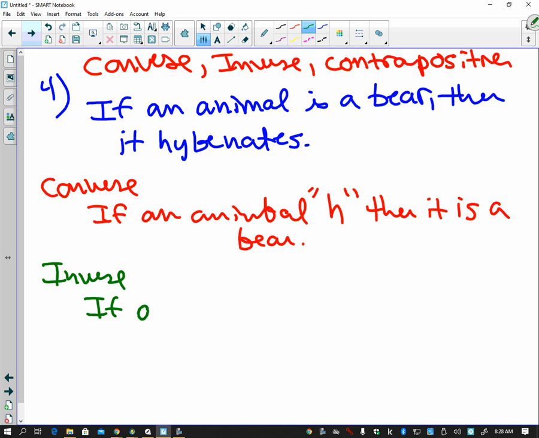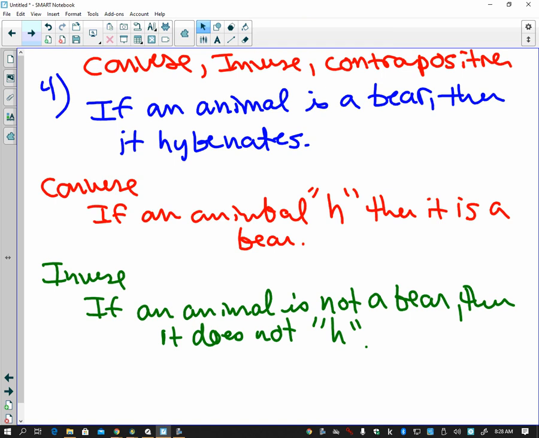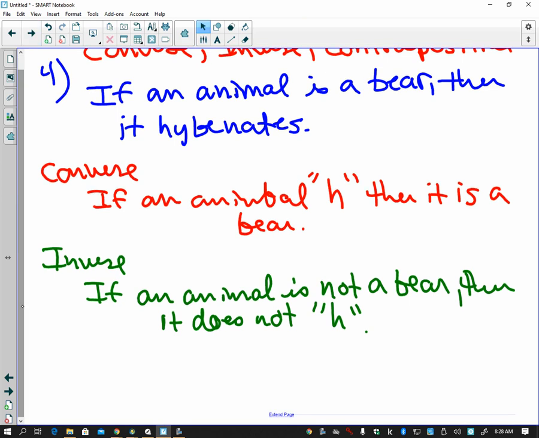Right. If an animal is not a bear, okay, we have to go back to our order of our conditional statement. Then it does not hibernate. Okay. Finally, we want our contrapositive.